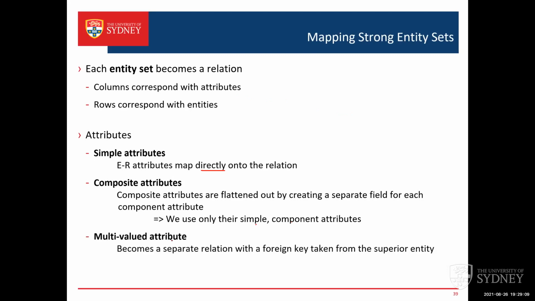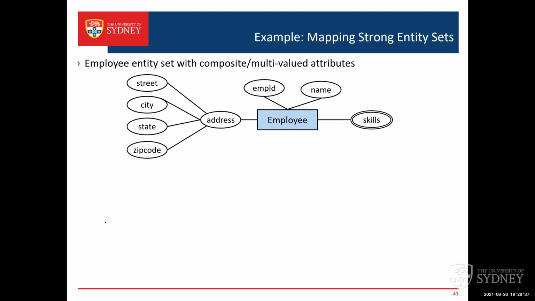If we have a multi-valued attribute, which was allowed in an ER diagram, and we convert that into a table, we actually have to create a new table, a separate relation, because multi-valued attributes are not allowed in an actual table. So composite and multi-valued attributes are not allowed when we create tables. Let's see an example. Hopefully things will make sense.